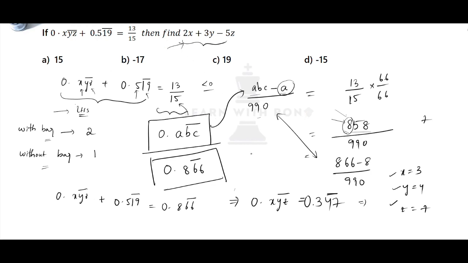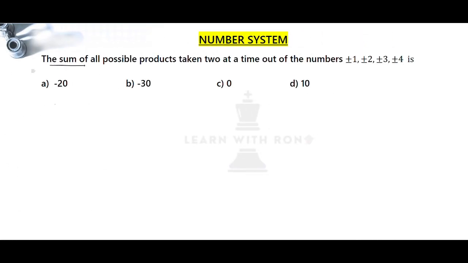Okay, next question. See this question: the sum of all possible products taken 2 at a time out of the numbers plus or minus 1, 2, 3, 4. Here the numbers are plus 1 and minus 1, plus 2 and minus 2, like that. Let me tell you with an example first. Let the numbers be 1, 2, 3 and 4.